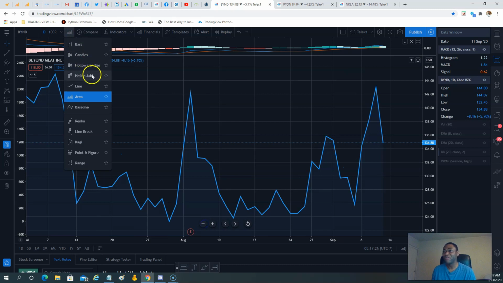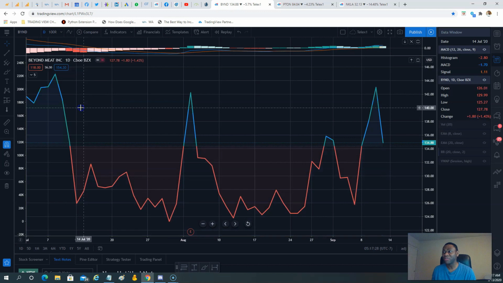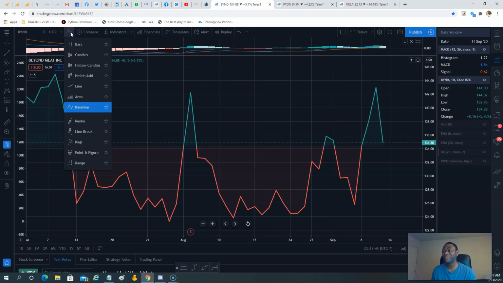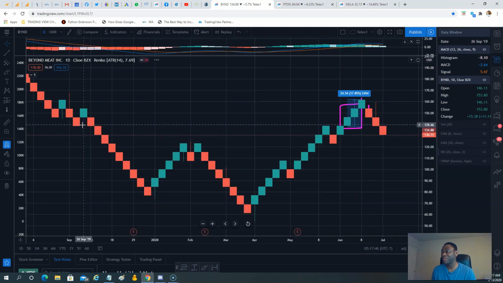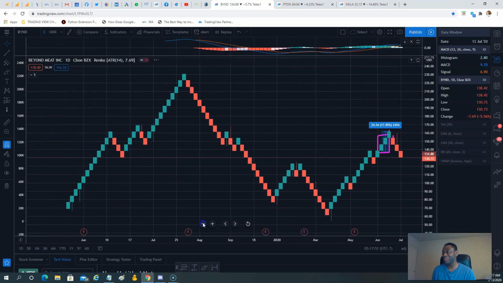Now there's this one called baseline. I'll leave it to you, but at least there's extra information here, because I'm seeing two colors, so it could be of some value. Then there are other ones. Renko, okay, my friend, what is this? This looks very nice. It's very pleasing to the eyes.